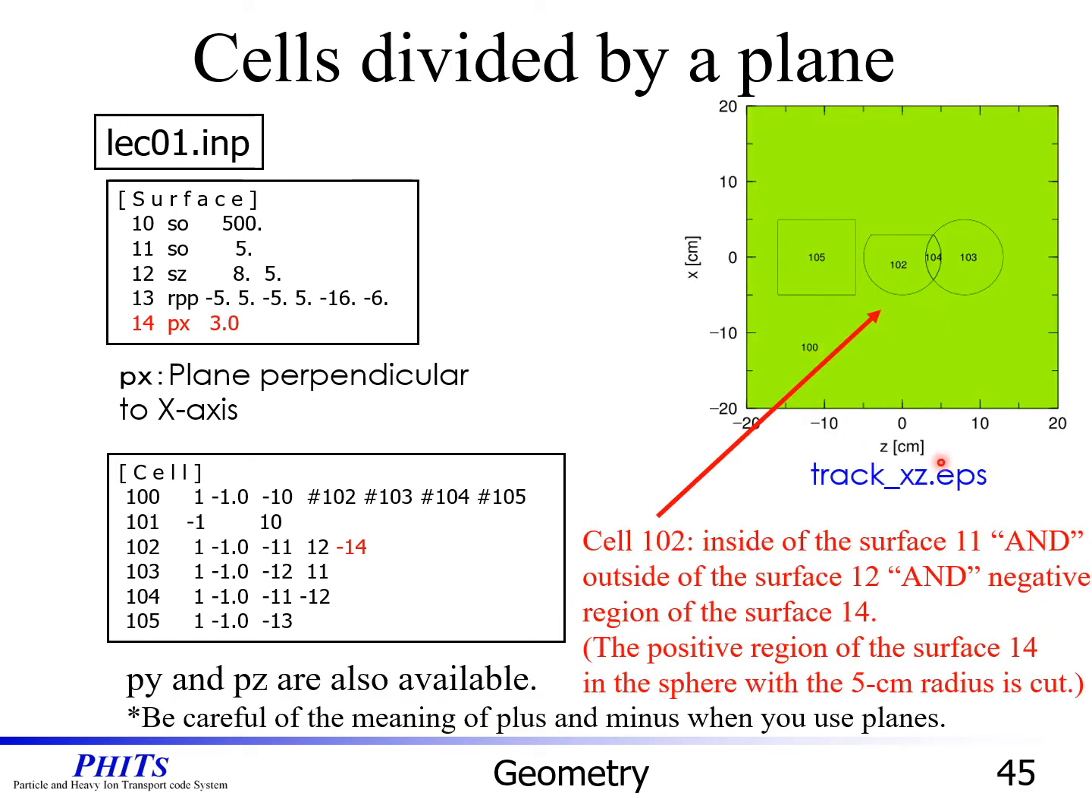This is the result. The cell 102 is defined as an inside of the surface 11, and outside of the surface 12, and negative region of the surface 14. That is, the positive region of the surface 14 in the sphere with the 5 cm radius is cut. Py and Pz are also available. Be careful of the meaning of plus and minus when you use planes.